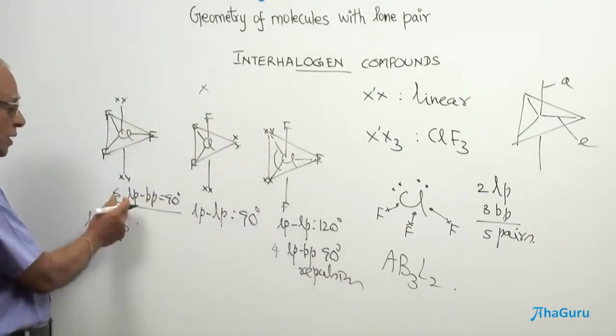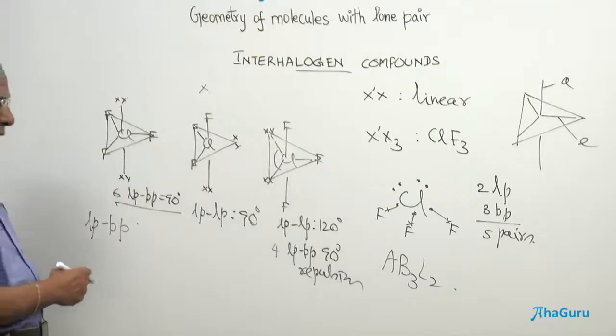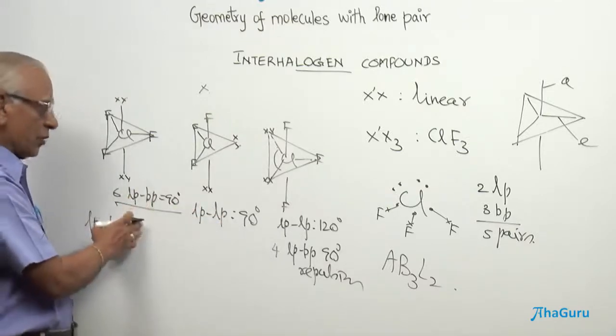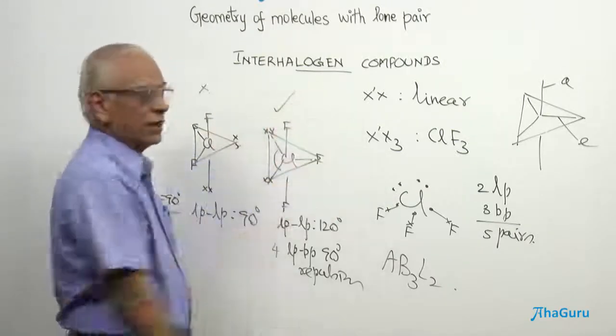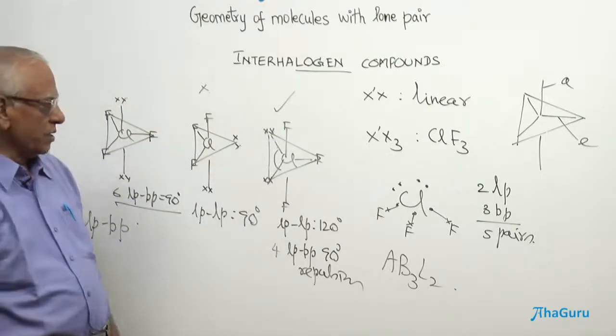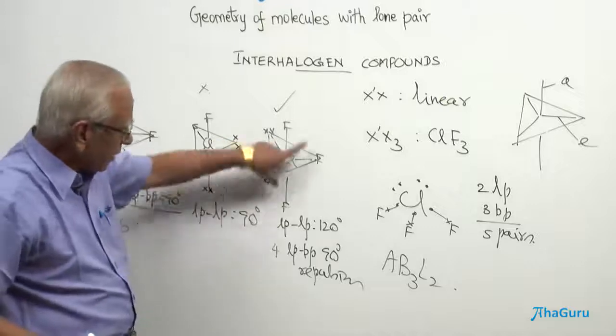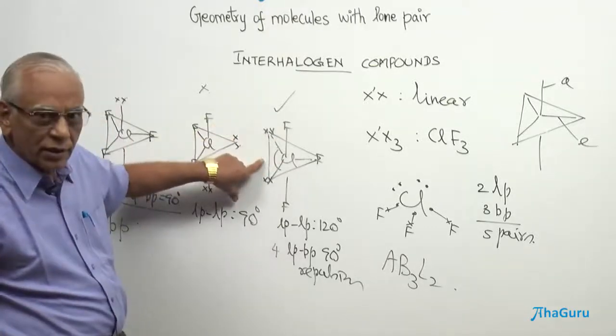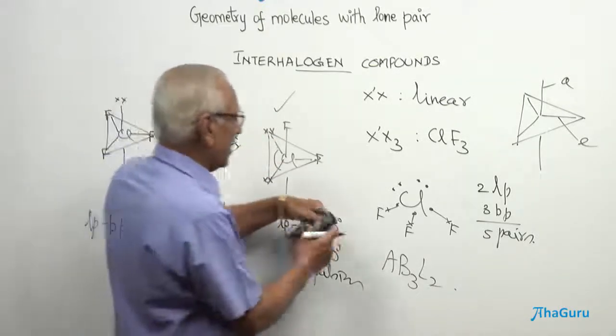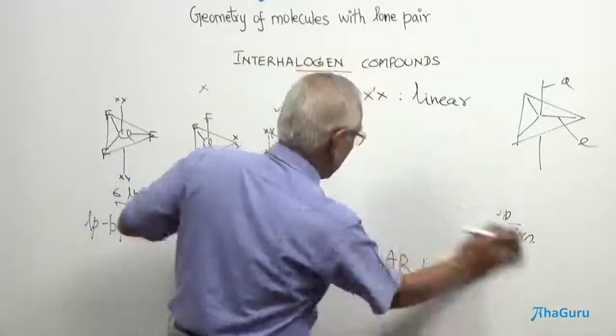In the other structure there are 6 lone pair-bond pair 90 degree repulsions, which is going to be less stable. Obviously, this is less stable. So, ultimately, we have decided on this particular structure. Now, therefore, what is the hybridization? The hybridization is trigonal bipyramid.